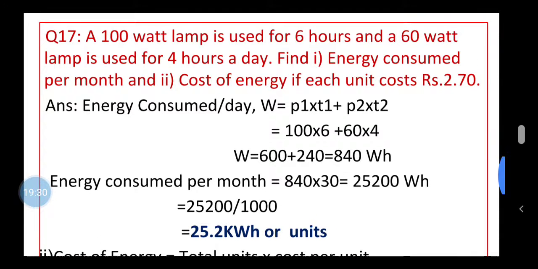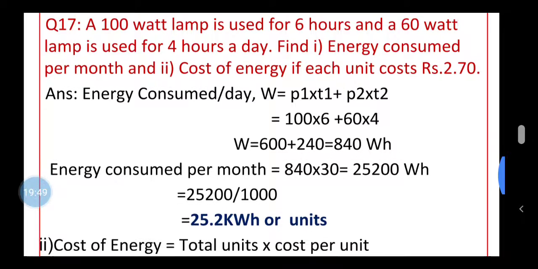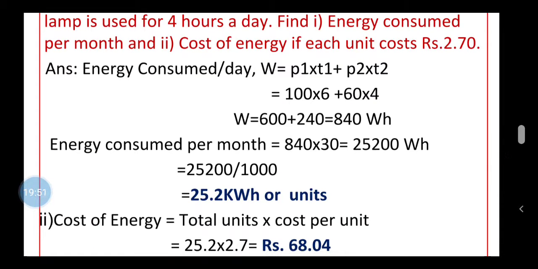So I write the equation as total energy consumed per day is equal to power of the first bulb into the time for which it is on, plus P2, power of the second bulb, into the time for which it is run in 1 day. So that is equal to 100 into 6 plus 60 into 4. So this is 840 watt hour, the total energy consumed per day.